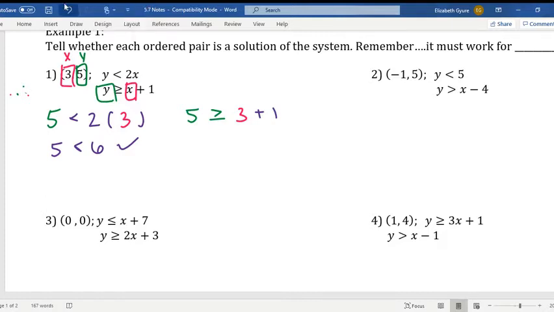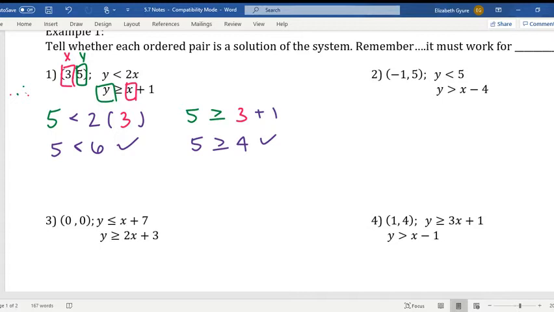Do you guys see any addition, subtraction, multiplication, or division anywhere? Addition, yeah, we have 3 plus 1, so we can simplify that. 3 plus 1 is 4. Is 5 greater than or equal to 4? Yep, that's okay, Asia. All right, so this one works for both.